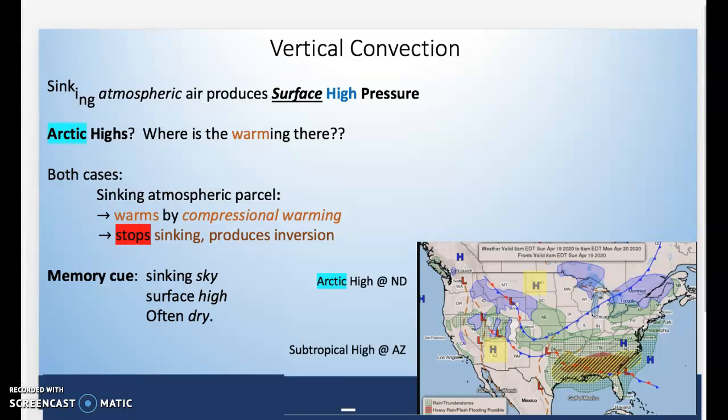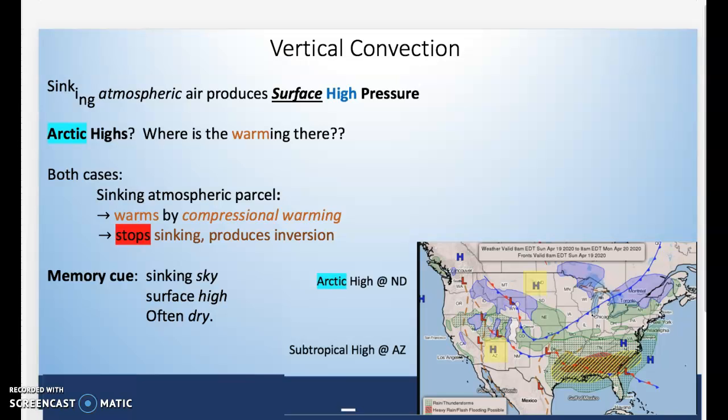That's why when you have surface air underneath it that is dry, it will remain dry, because the sinking sky makes the surface high that is often dry. And it's got dry air above it because that dry air evaporated off with the compressional warming. Hope that helps you out a bit.